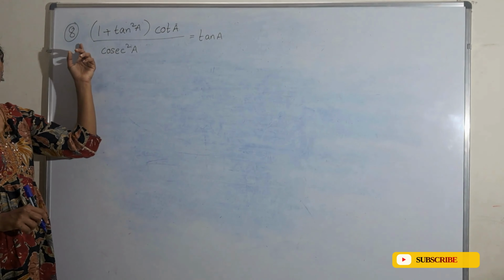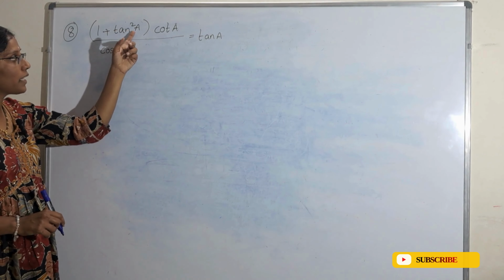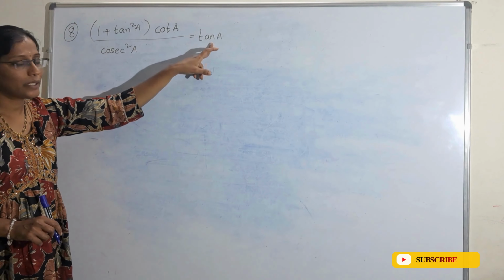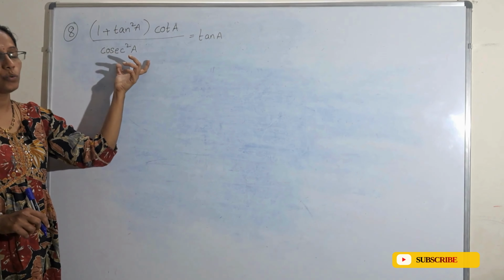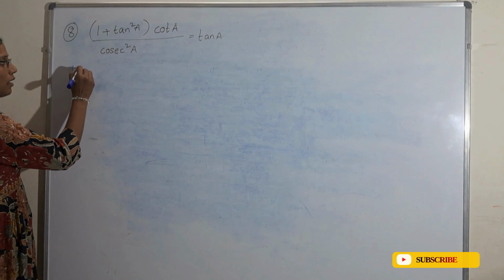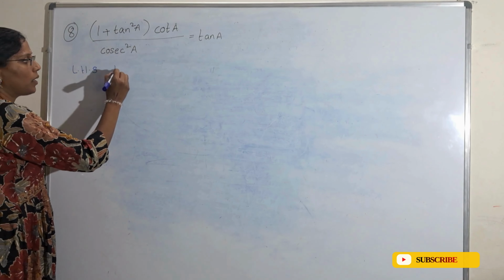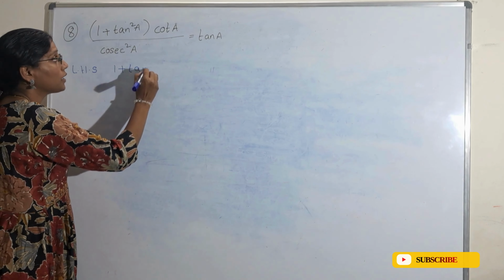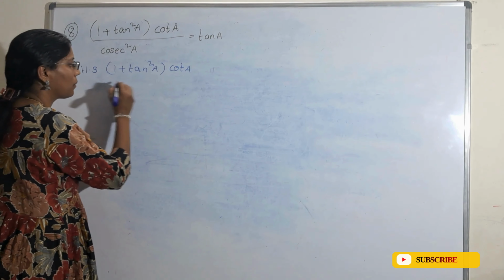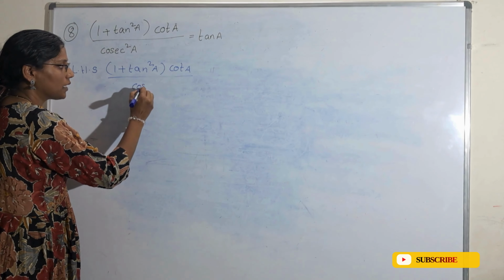Next problem is the 8th one. Here (1 plus tan square A) into cot A by cosecant square A is equal to tan A. So LHS we have to take, RHS we have to prove. First LHS: (1 plus tan square A) into cot A by cosecant square A.